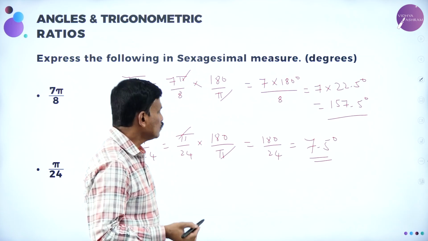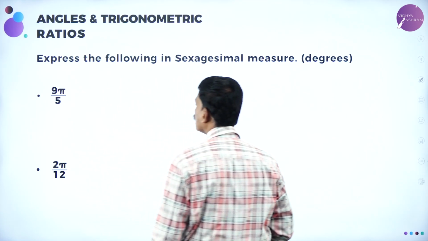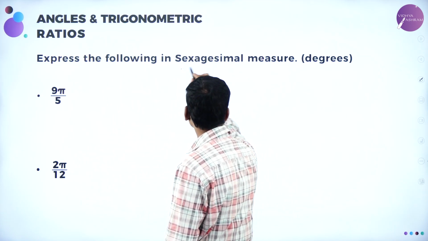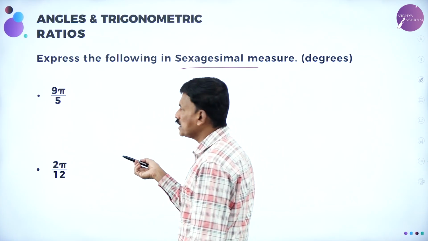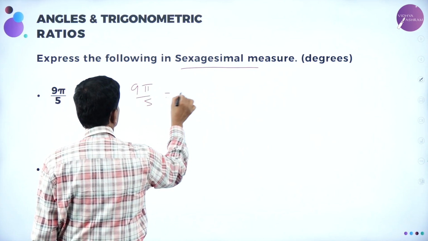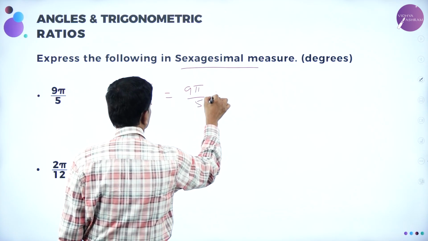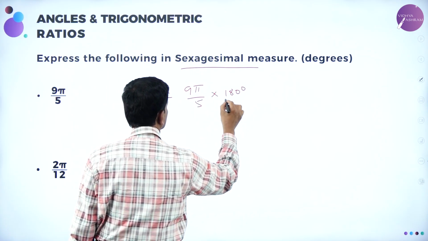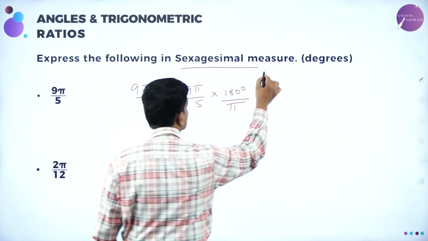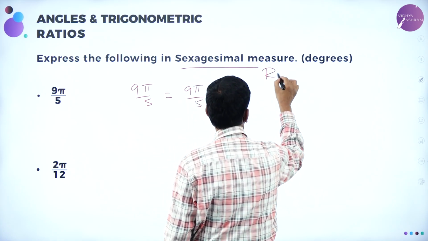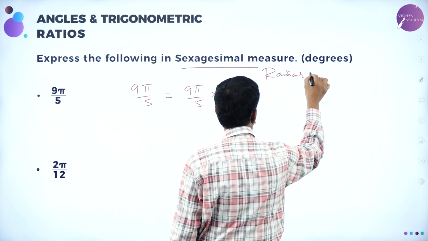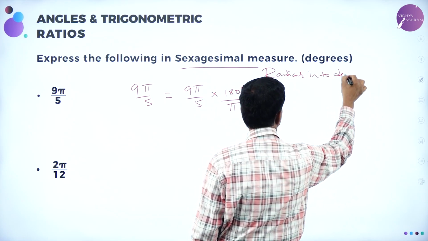Okay. Now, move on to the next problem. Same. Express the following radians into degrees. 9 pi by 5. That is 9 pi by 5 into 180 divided by pi. So, express radians into degrees.